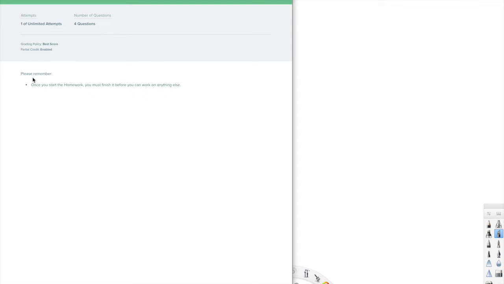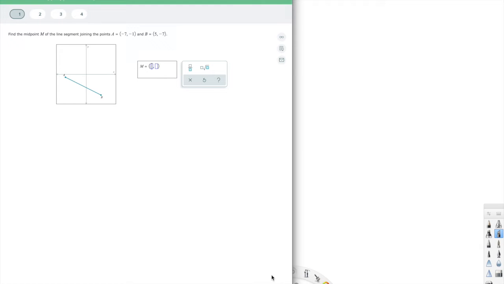Down here it says, please remember once you start your homework, you must finish it before you can work on anything else. What that means is once I click the start button down here, in the bottom right corner, you will see a submit assignment button. That is how you finish your assignment. By clicking that button. So as soon as I want to leave the screen, I don't want to click the little X to close the tab or just close the computer down. I want to actually click the submit assignment button because it does 2 main things.